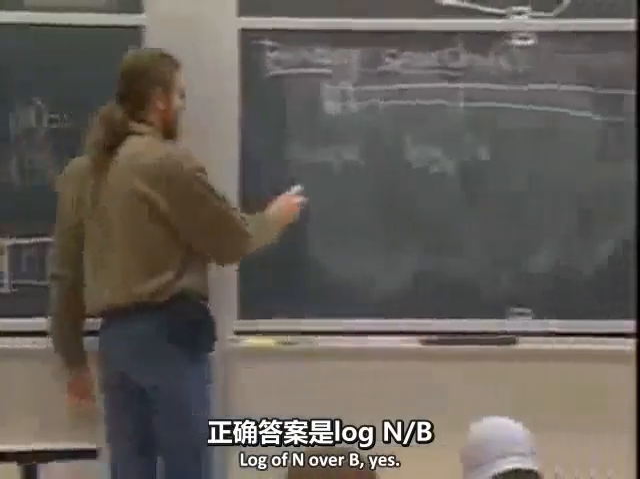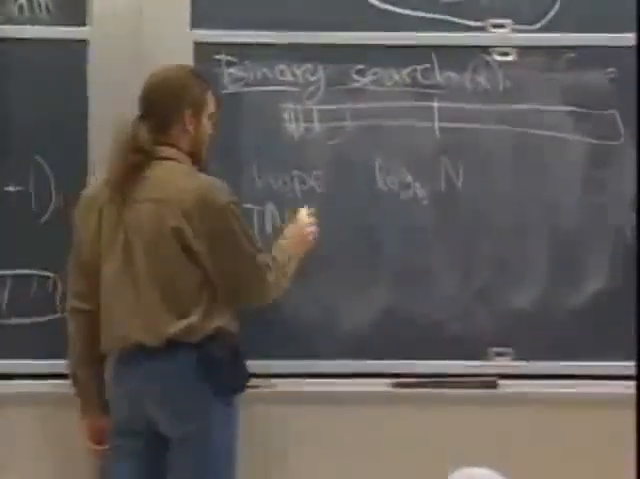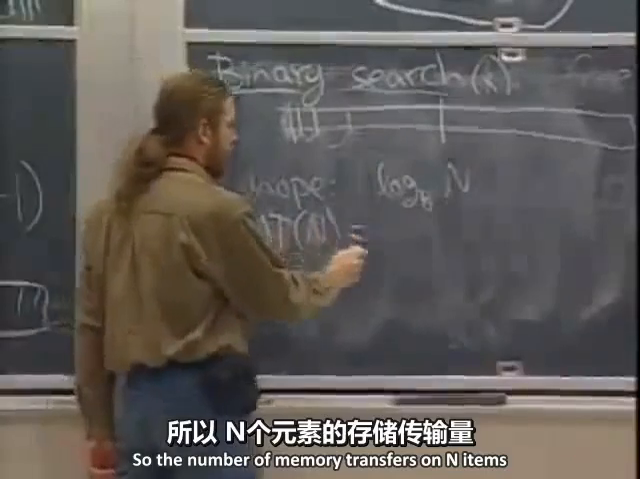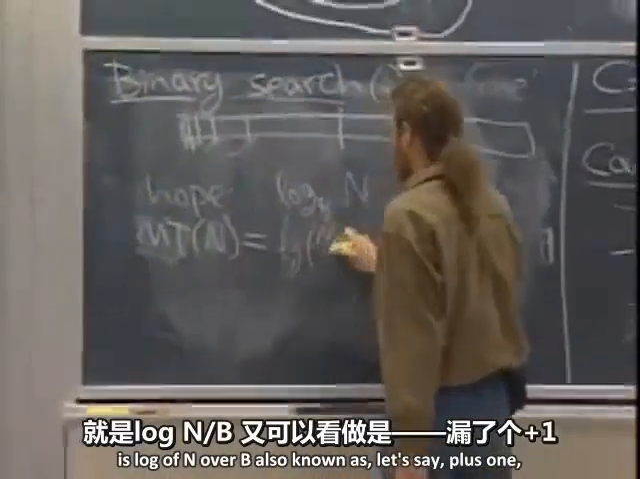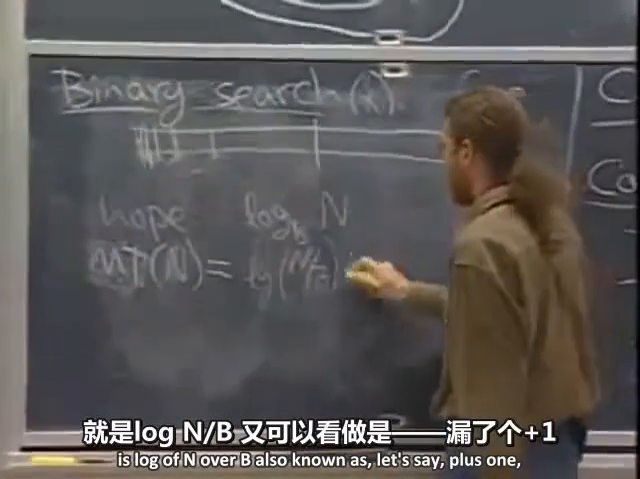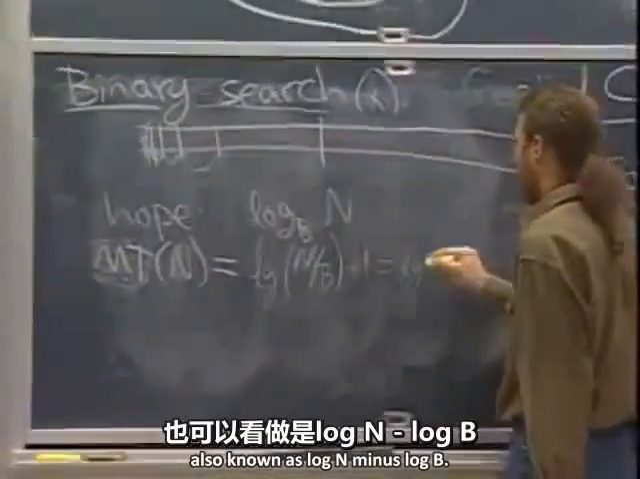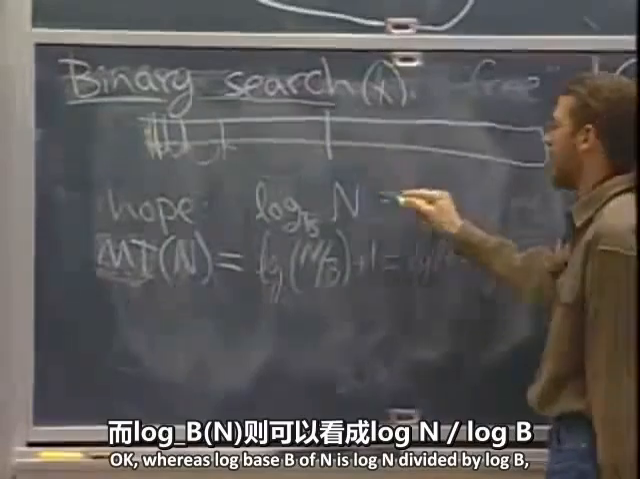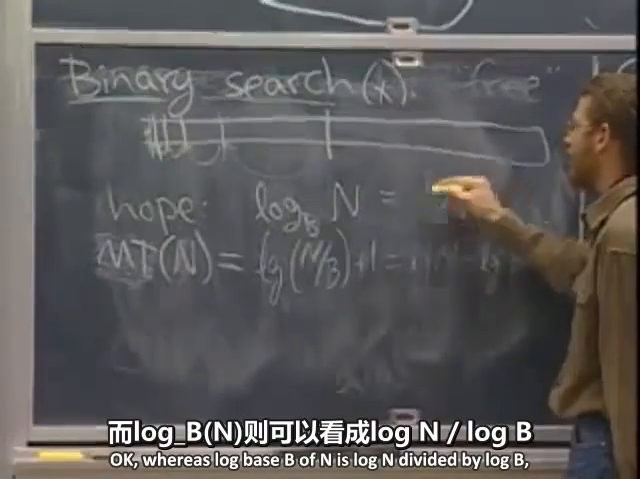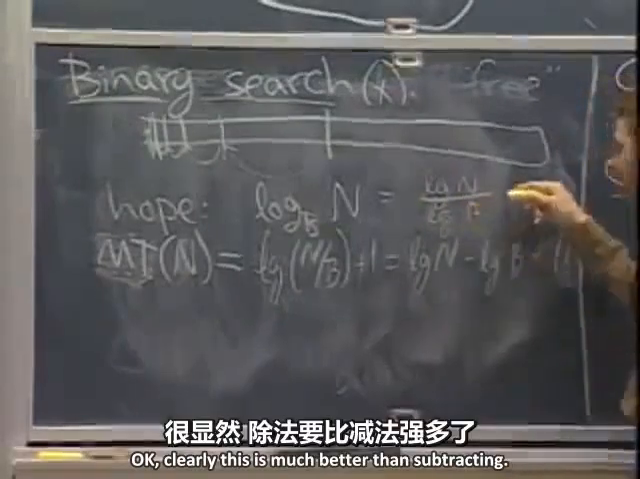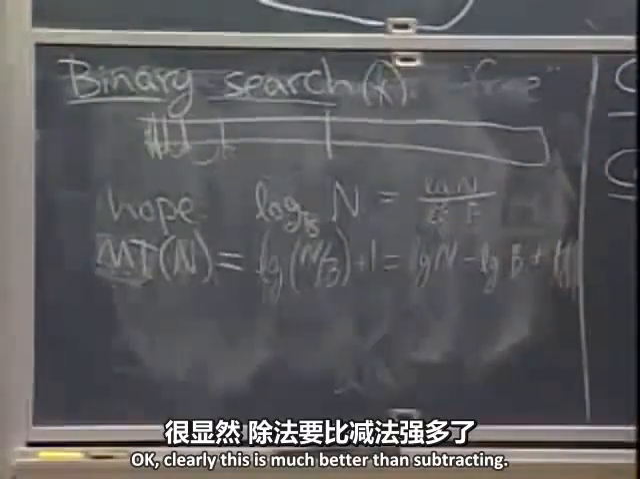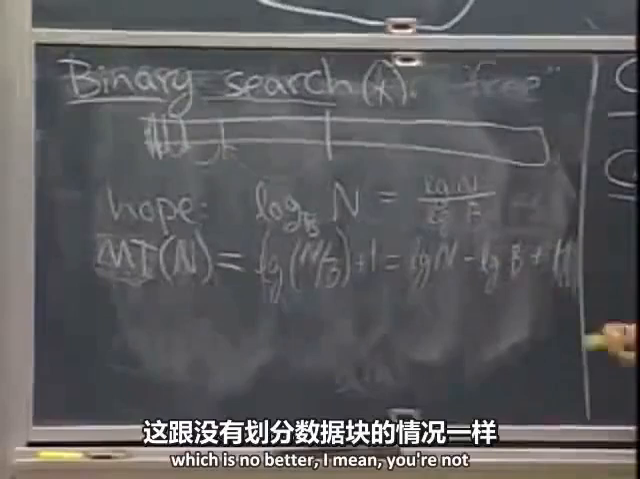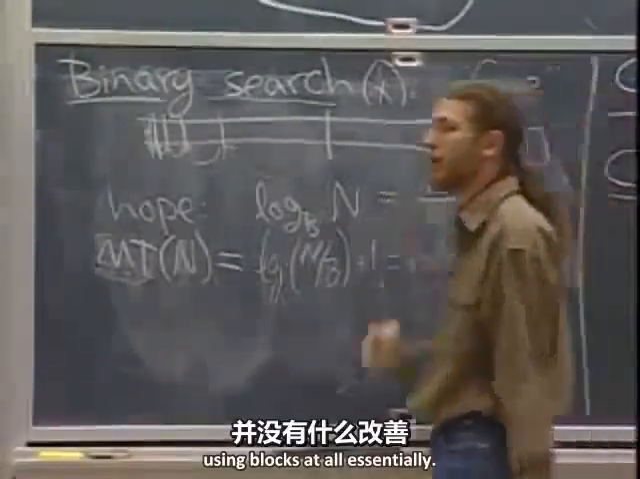Log of n over B, yes. Remember my own notation. So the number of memory transfers on n items is log of n over B, also known as, let's say plus 1, also known as log n minus log B. Whereas log base B of n is log n divided by log B. Clearly this is much better than subtracting. So this would be good, but this is bad. Most of the time, this is log n, which is no better, which means you're not using blocks at all, essentially.